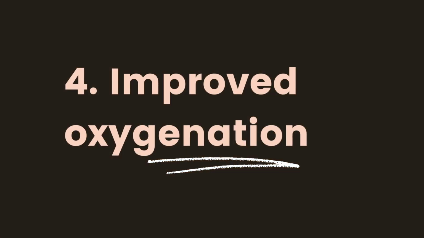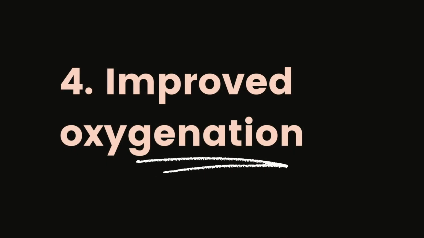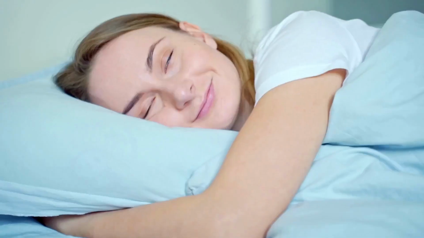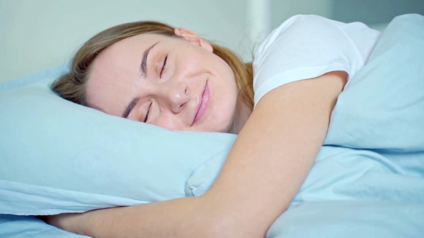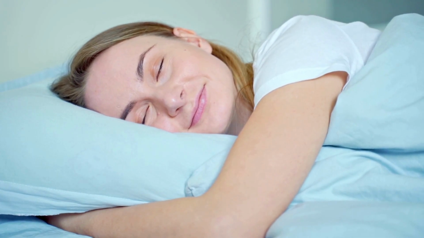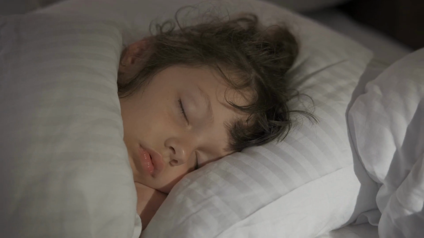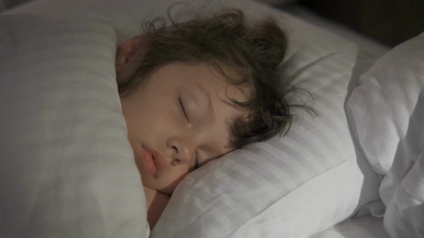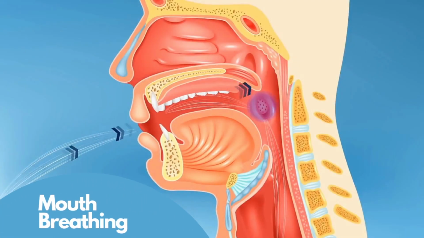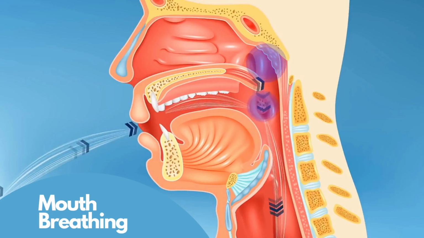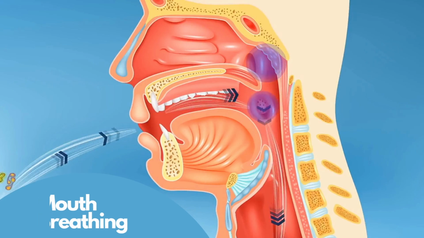Adenoid gland removal can potentially improve oxygenation in some cases, particularly if the adenoids were obstructing the airways and causing breathing difficulties. When the adenoids are enlarged, they can cause nasal obstruction, leading to difficulty breathing through the nose. This can result in mouth breathing, which can lead to a decrease in the amount of oxygen that is inhaled.